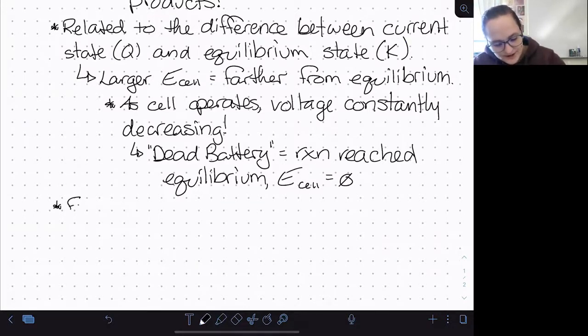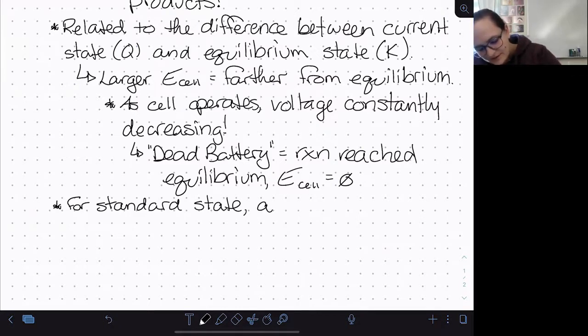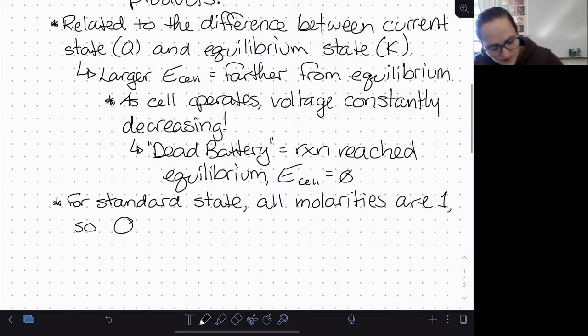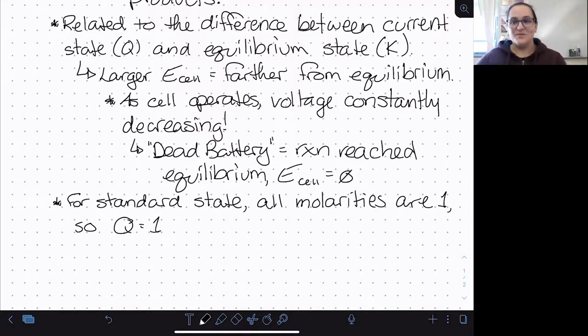So for the standard state of an electrochemical cell, all molarities are one. So our reaction quotient is equal to one. Remember that Q is calculated as the concentration of products over reactants raised to their coefficients. But if all of our molarities are one, it doesn't matter what combination of reactants and products you have, you end up with 1 divided by 1, which equals 1. So for the standard state, Q is always equal to 1.